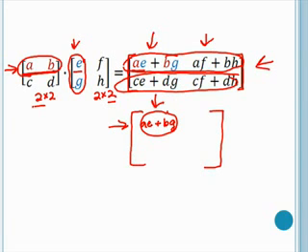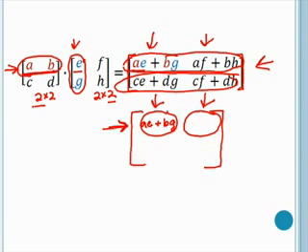Okay, so if I need this element here in this matrix, this element is in the first row, second column. So the matrix on the left, you always use the rows. The matrix on the right, you always use the columns.